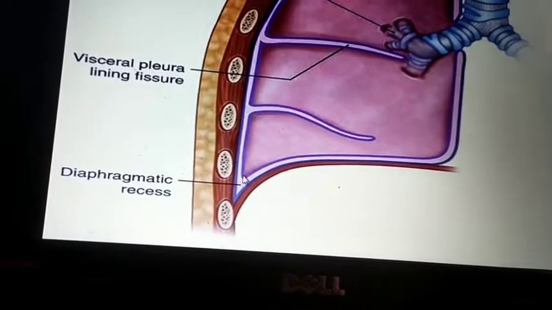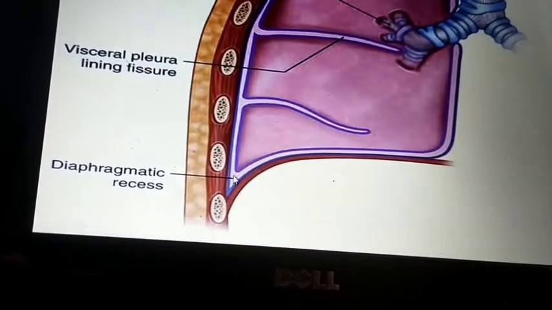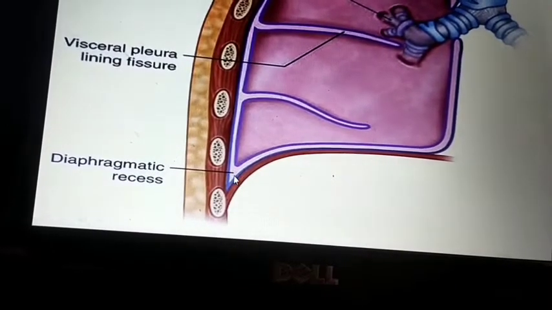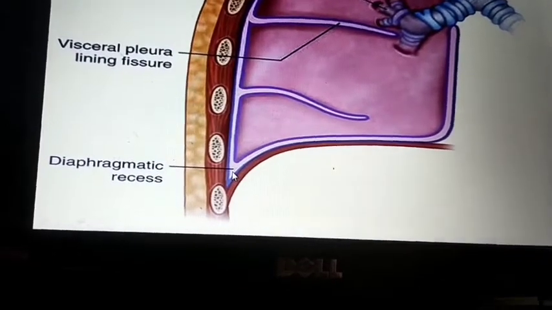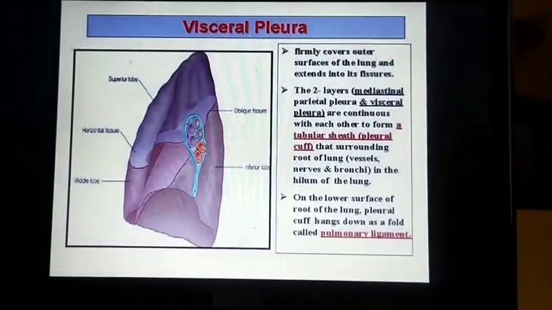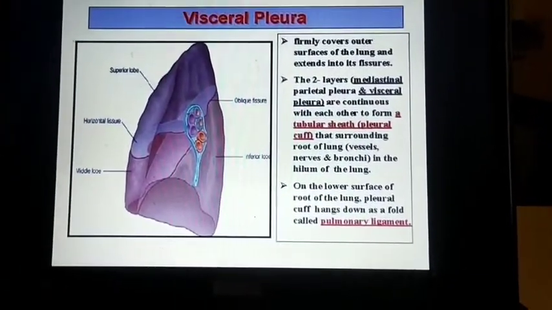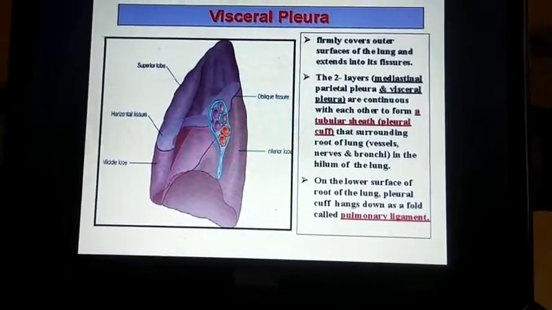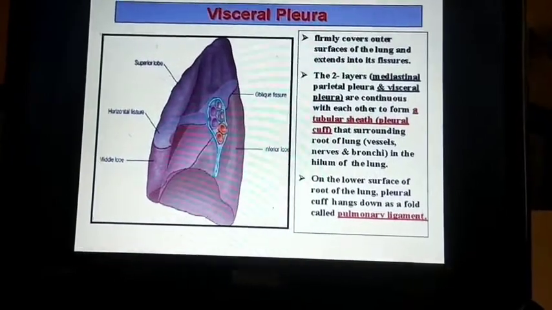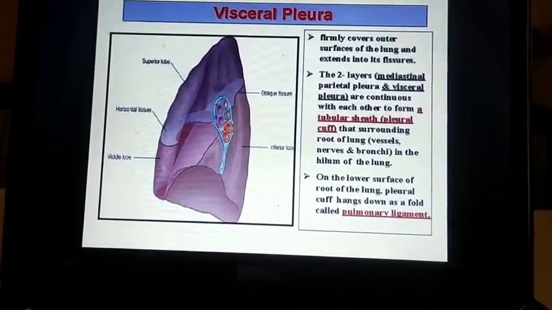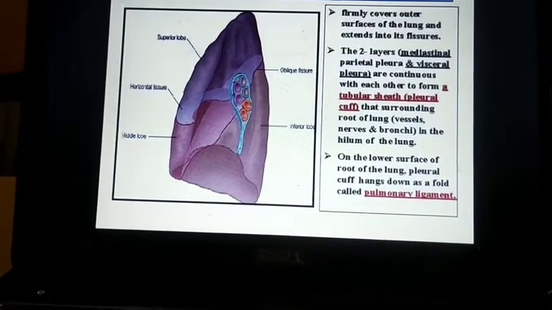Where there are gaps or some space, those spaces are called the recesses of the pleura. You can see them in the next slides. Then the visceral pleura: it can't be separated from the lung. It firmly covers the outer surface of the lung and extends into its fissures.